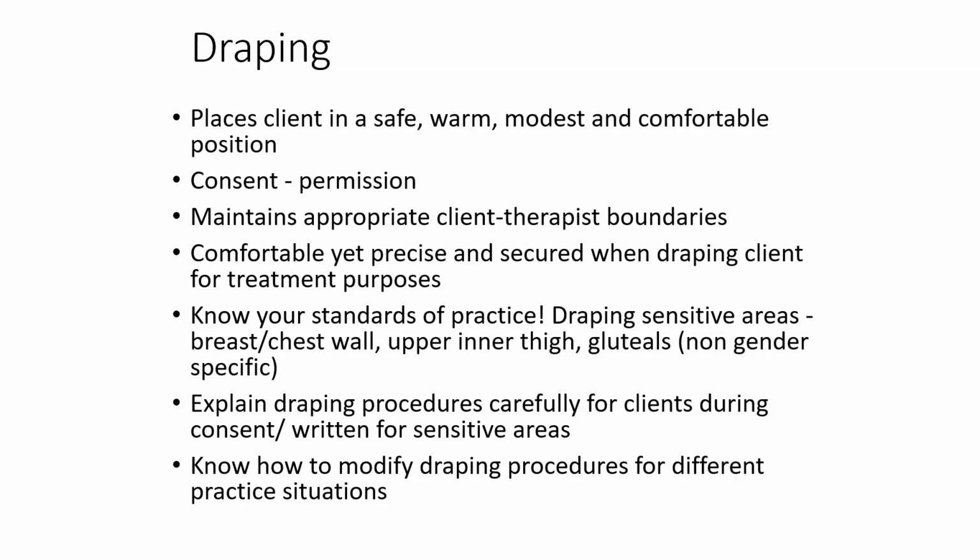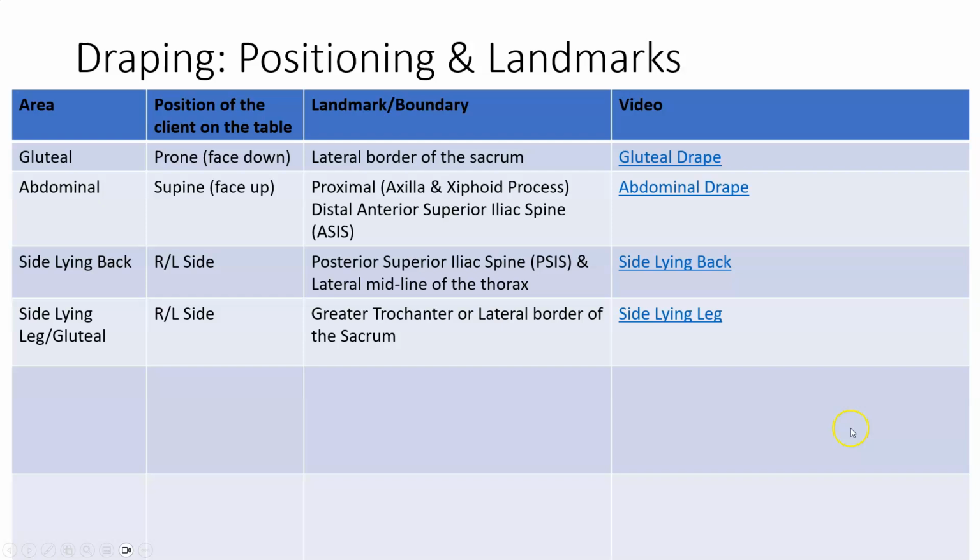Know your standards of practice. Within that context, you have to consider what are identified by the CMTO as sensitive areas, such as breast, chest wall, upper inner thigh, and gluteals. And it doesn't matter what gender it is, it has to be for both genders. Explain draping procedures carefully for clients during consent, and in writing for sensitive areas. Again, you're informing them to get consent to provide the type of draping you wish to do. Know how to modify draping procedures for different practice situations. That's why you're going to learn all these different draping techniques as you work your way through.